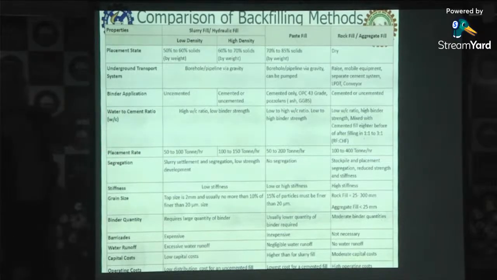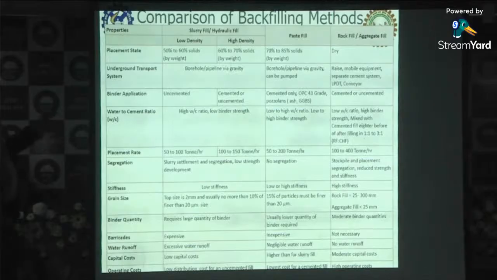But in beach formation, smaller particles like aggregate fill move to a greater distance inside the stope. So the density of packing is very different. That is the main issue for rockfill. To eliminate that, there should be different points of pouring to increase the evenness of the pores.